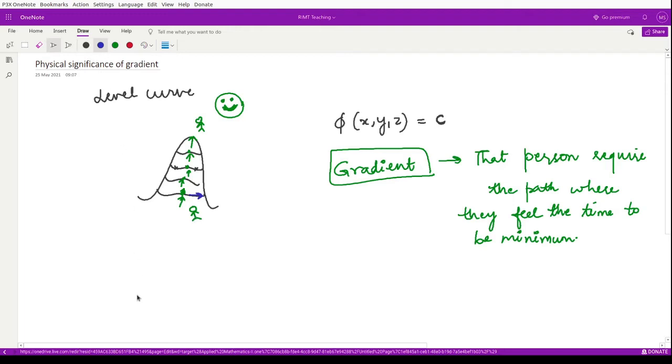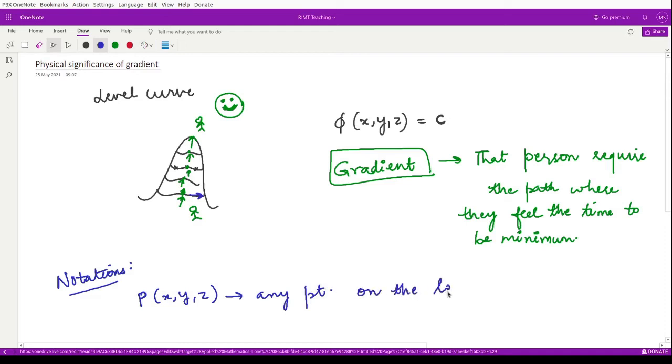So let me define this situation mathematically. How it is related to the gradient will be clear to you in a moment. For that we have some notations, so let me define the notations first. Suppose we have some point P of x, y, z. This is any point in the given region, any point on the level surface. Let me define the level surface by saying phi of x, y, z is equal to c.